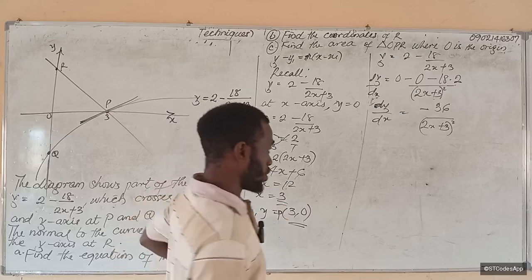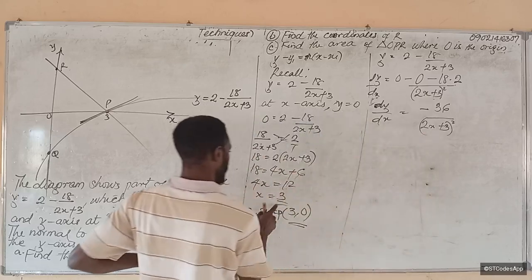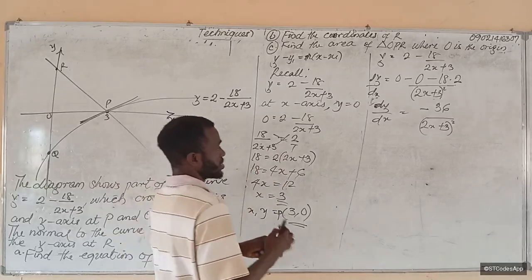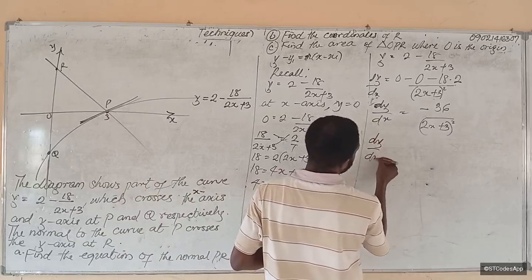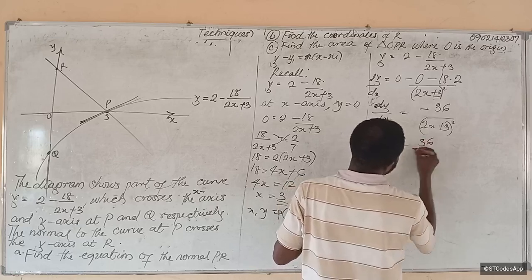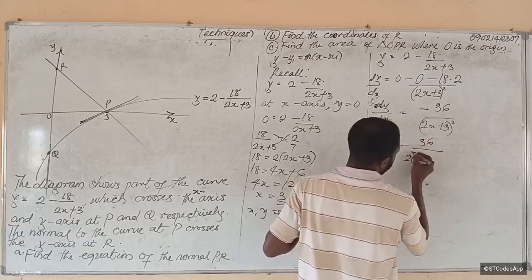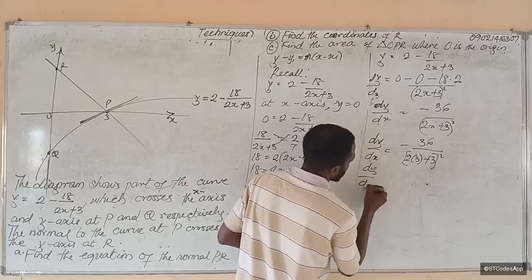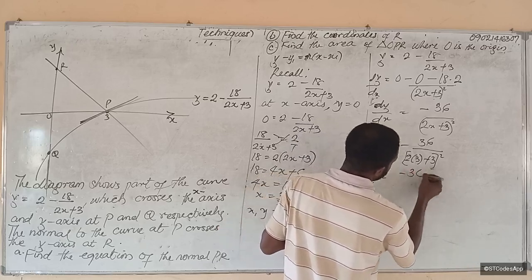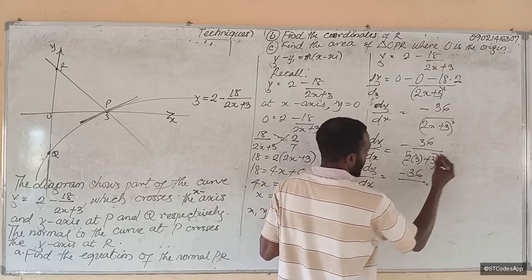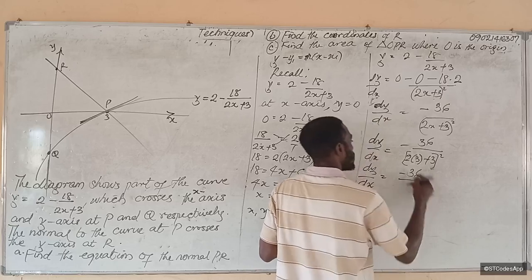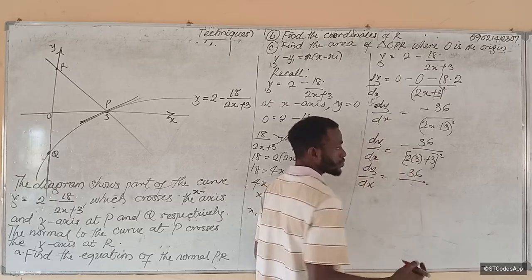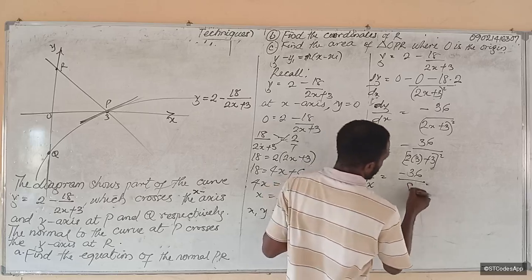At that point, we know that x is equal to 3 for what we did. So the gradient at that point is found with x equal to 3. So the value of dy/dx will be minus 36 over (2 times 3 plus 3) all squared. So dy/dx will now be equal to minus 36 over 6 plus 3, 9, 9 squared. Sorry, 2 times 3 is 6, plus 3 is 9. 9 squared is 81.